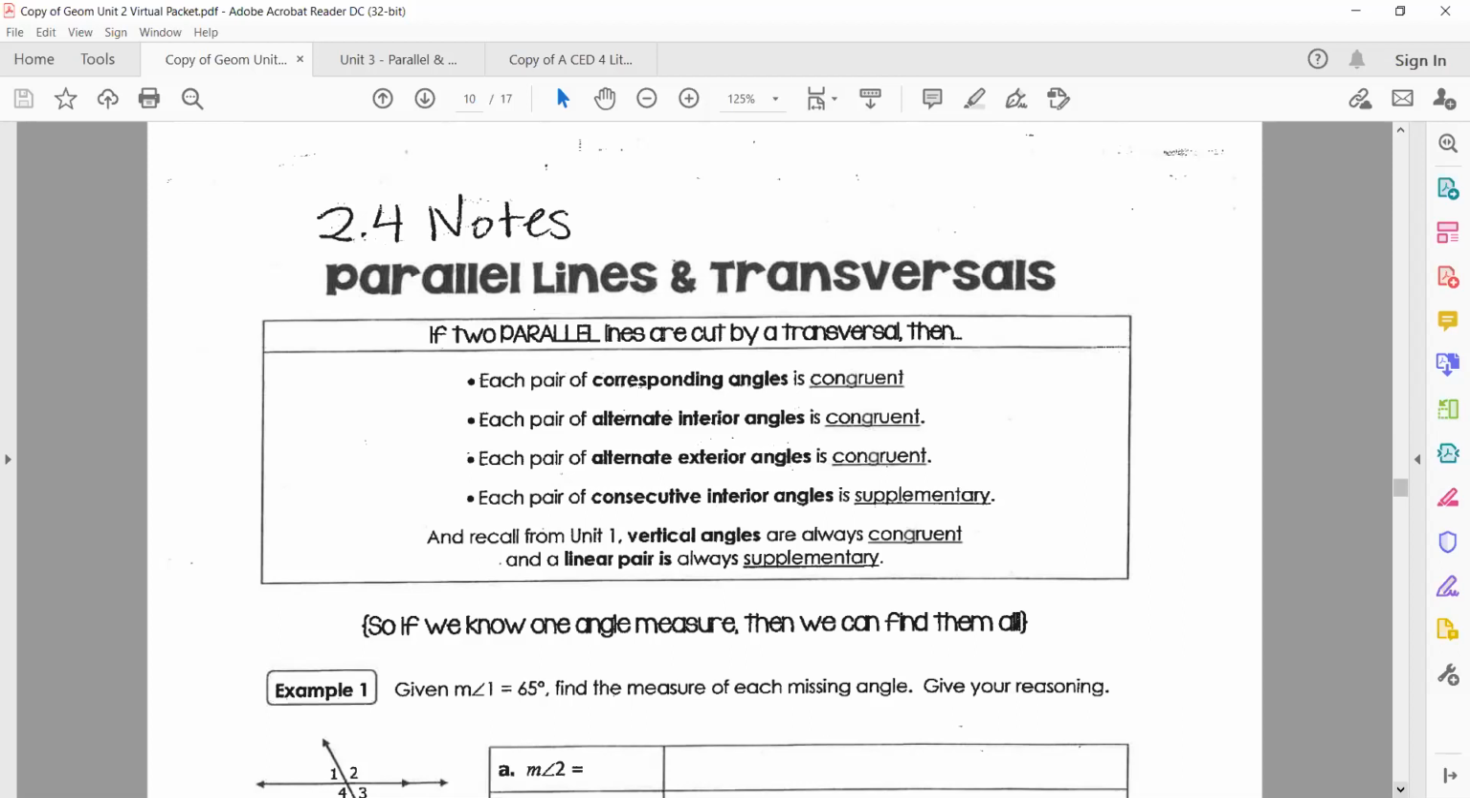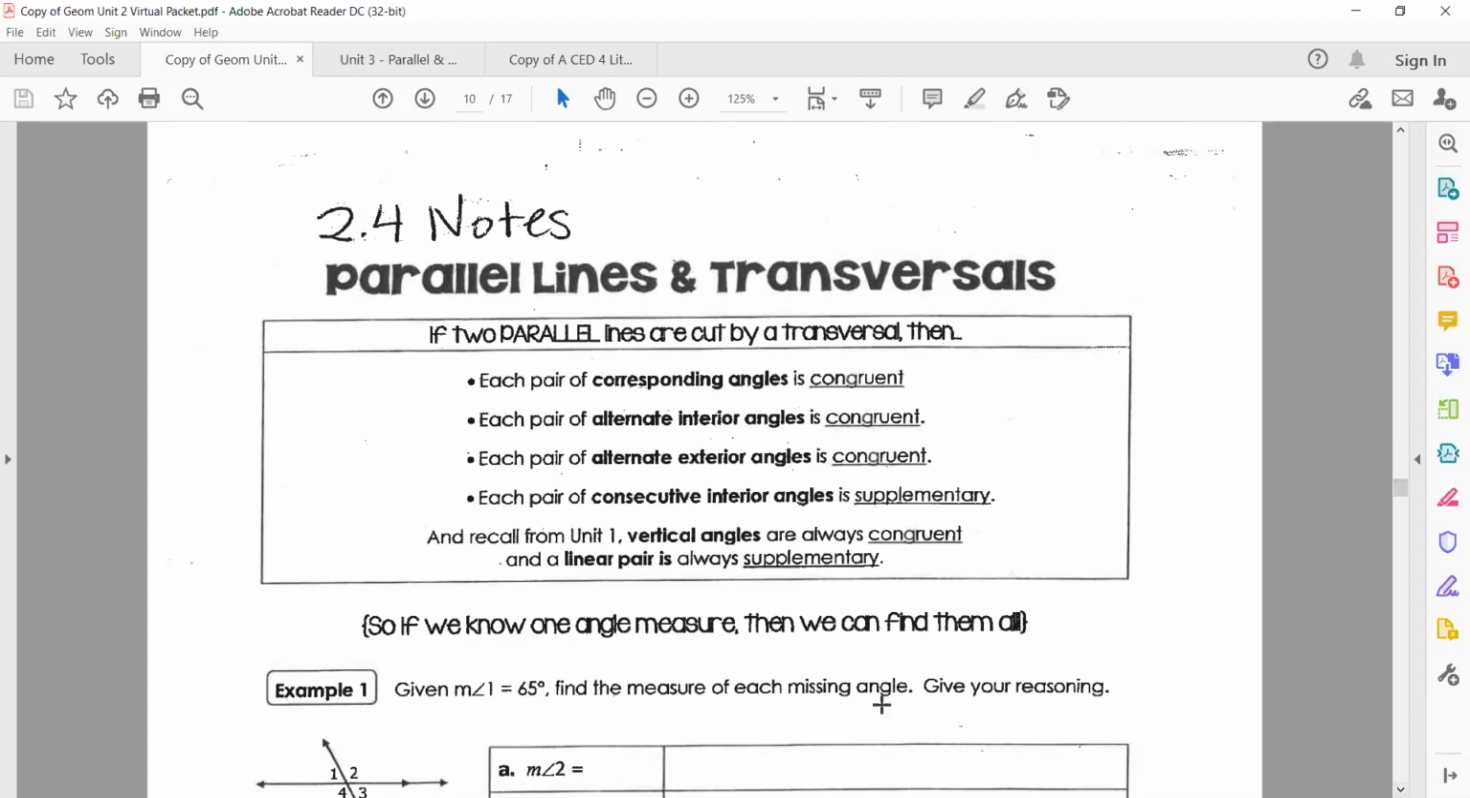One way to think about it is, let's say in the room that you're in, the line where the wall and the floor come together and the line where the wall and the ceiling come together, those lines are parallel, right? So if you took a marker and struck a line across the wall, through the ceiling, down through the floor, you're going to create some of these relationships.